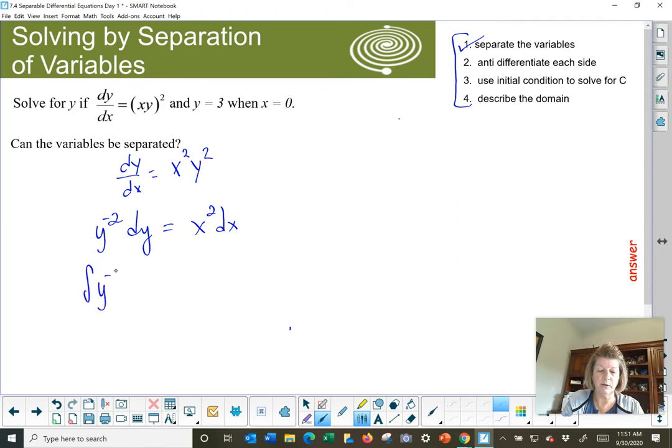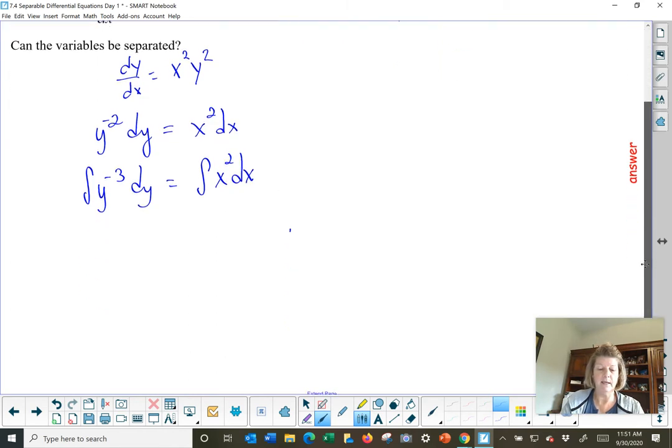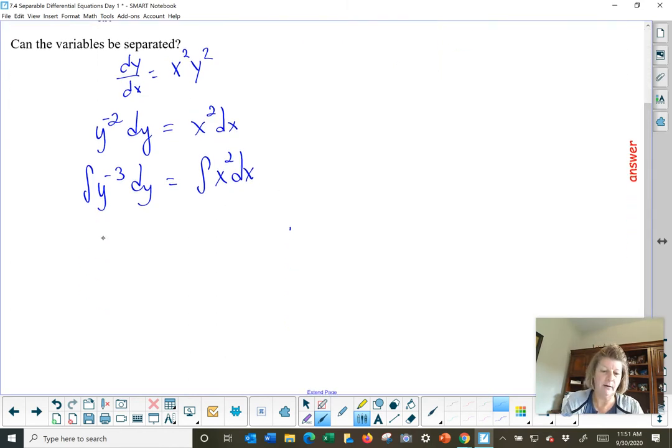Next, we'll want to antiderivative both sides. So show your antiderivative step. And now it's simply what? Add a power, divide by the power. So I have y to the negative 2 divided by negative 2 equals x to the third over 3 plus some c.